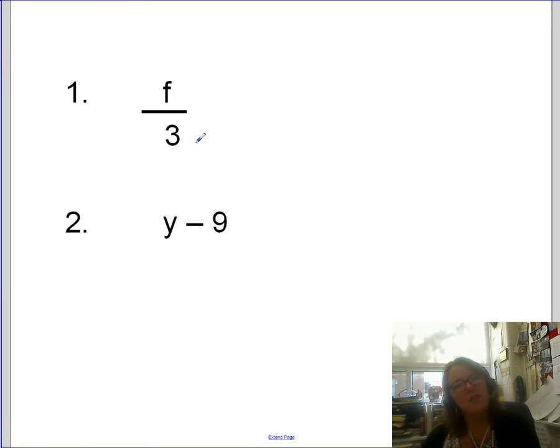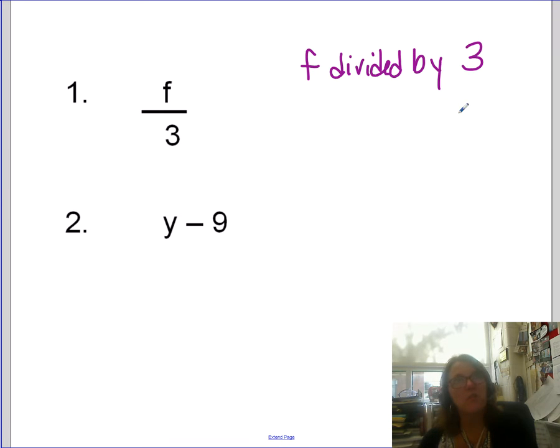So let's look at a few of these, and can you come up with 2 ways to write this? In honesty, if you just read it first out loud, I would say F divided by 3. You don't have to write THREE, you can use the number there, F divided by 3. I'm really after your verb and what's happening there. You could say the quotient of F and 3.